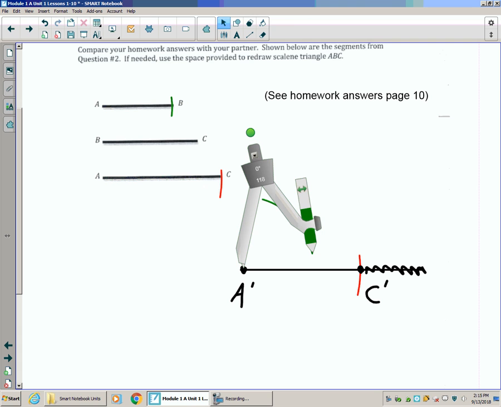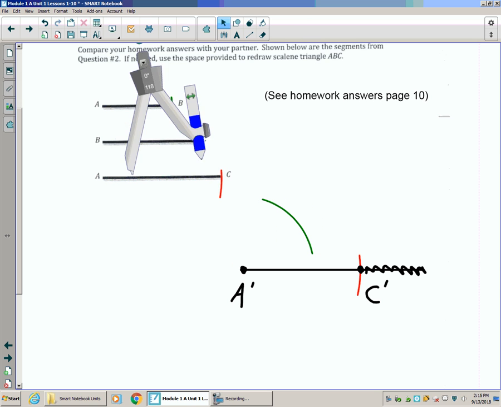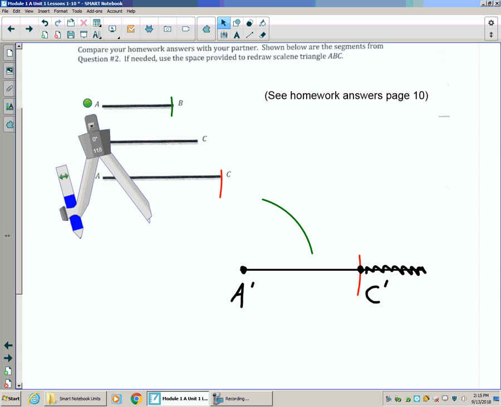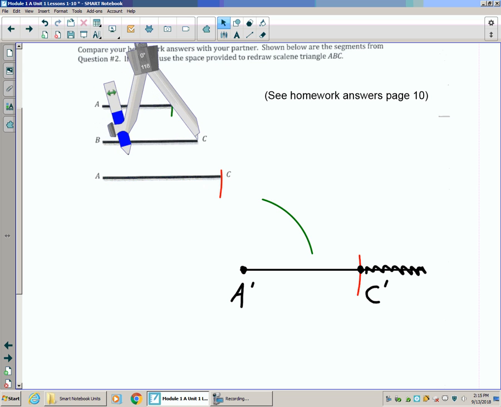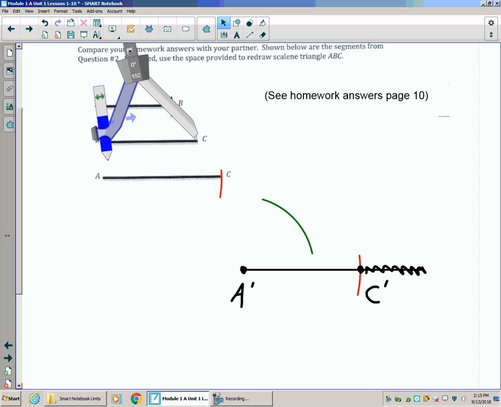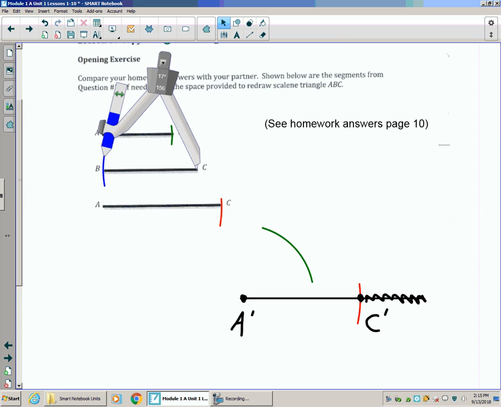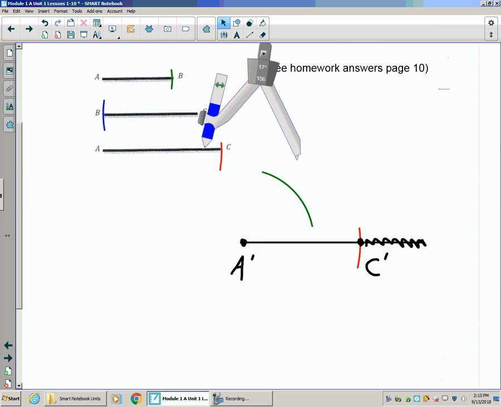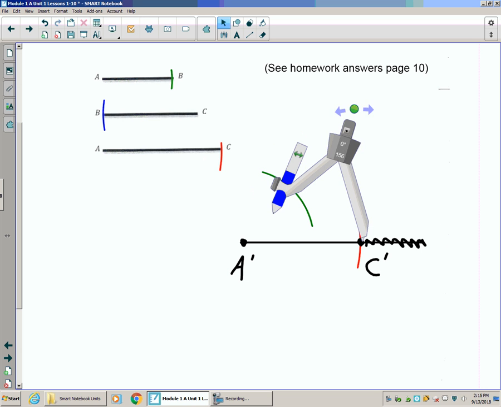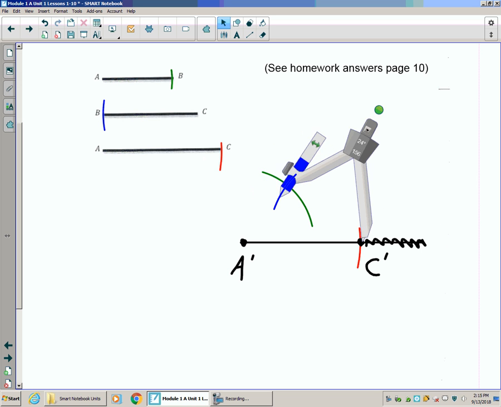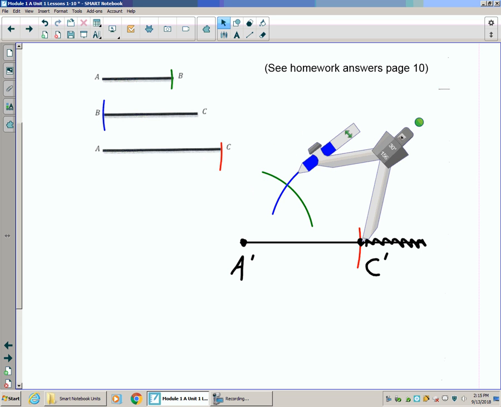For the 3rd part of this construction, I have to flip my compass backwards. I'm going to put the point on C and open my compass up so that the pencil goes on point B. Make the little mark to lock the distance in. And then I bring my compass over to C prime, and I make my mark, again, above the line. And where that X shows up, that's where my 3rd point will be on this triangle, B prime.